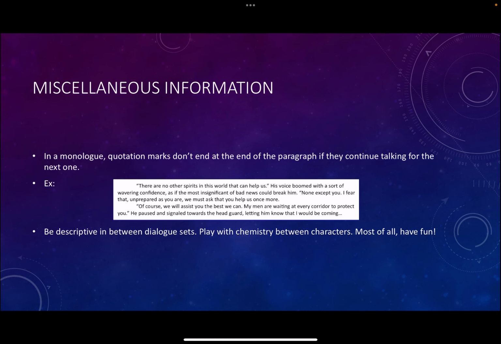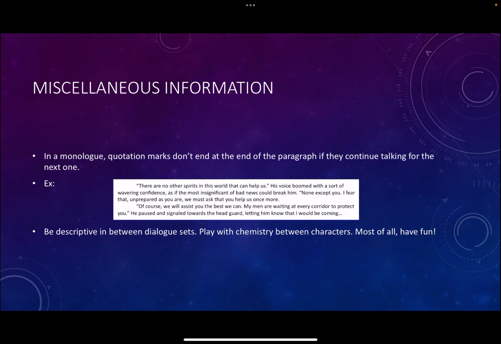Here are some miscellaneous rules to wrap up the presentation. When a single character is having a monologue, don't end the paragraph with quotation marks if they start speaking immediately at the beginning of the next one. However, do start the next paragraph with quotations. It's a little confusing, I know, but that's how it works. And I provided an example that I wrote up in case you were still confused.